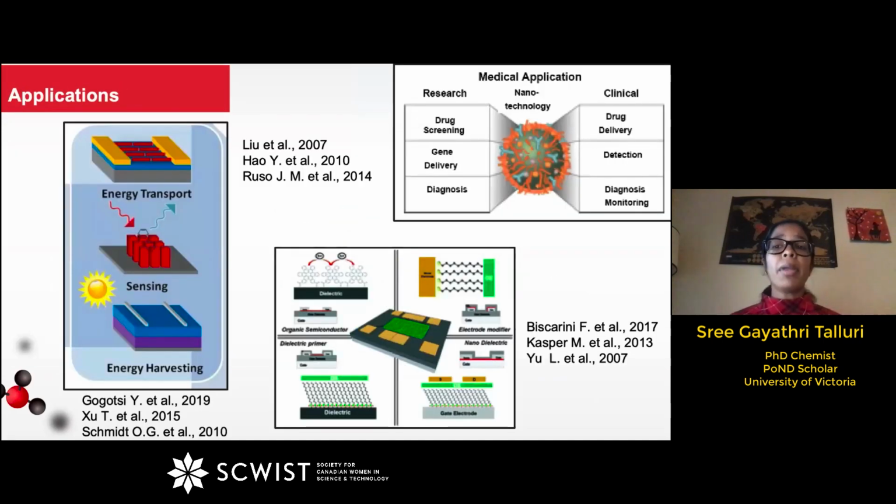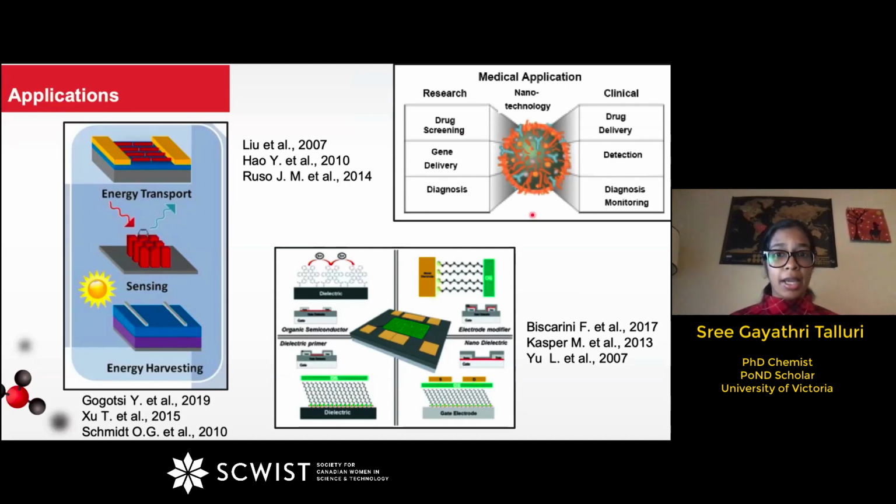Self-assembly played a prominent role in the development of nanotechnology and expansion of microtechnology. Key applications of self-assembled structures are found in energy transport, as you can see in the figure over here, and also in microelectronics for building of semiconductors and electrode and devices.